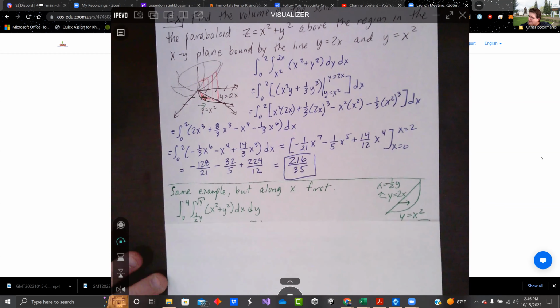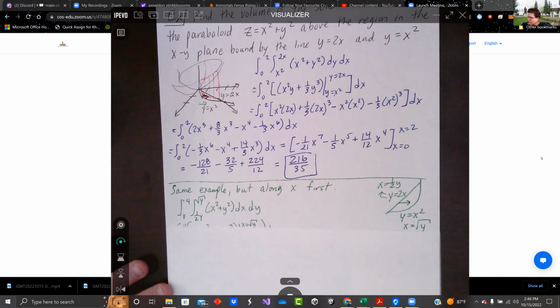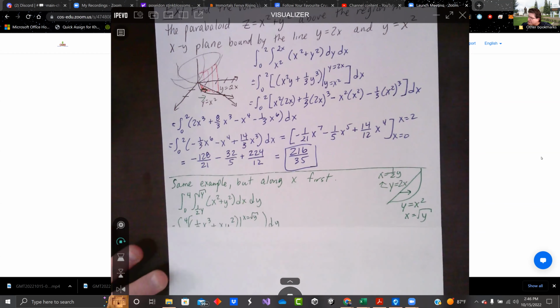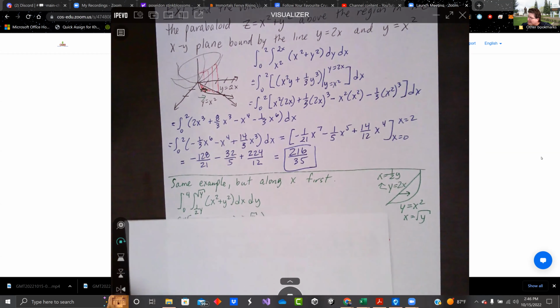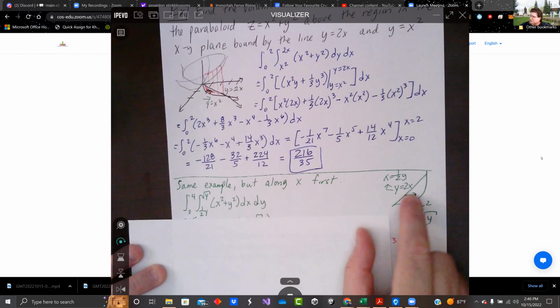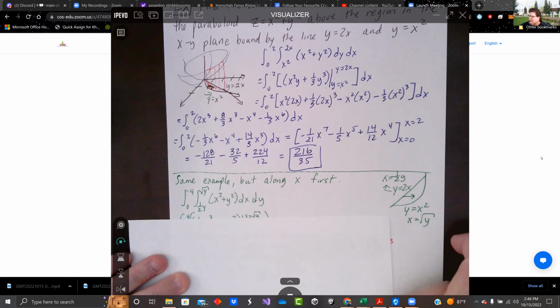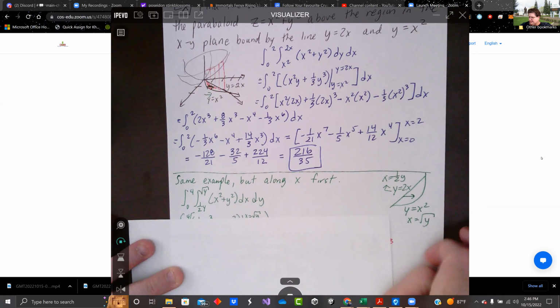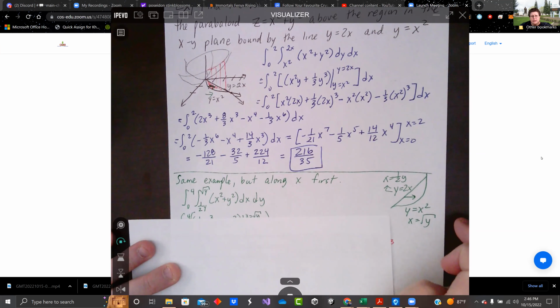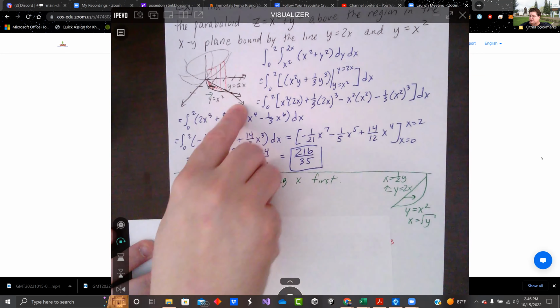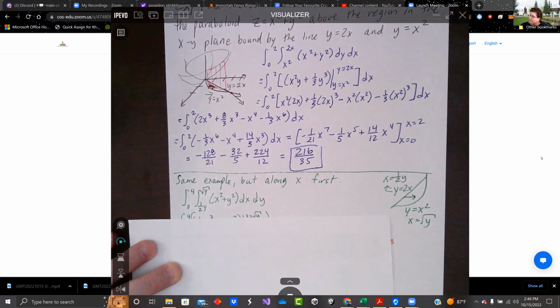If we do along x first, we need to rewrite those curves, y equals 2x and y equals x squared, as functions of y. So y equals 2x becomes x equals 1/2 y. y equals x squared becomes x equals square root of y. I realize that it should be plus or minus, but we are in the positive quadrant, so the answer is positive here. And we can see when we do the limits, it goes from 0 to 4 for y now.